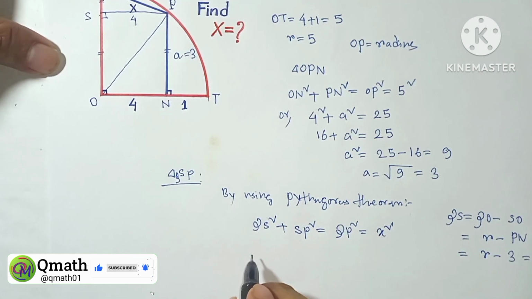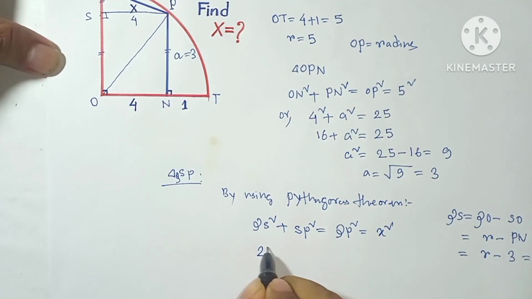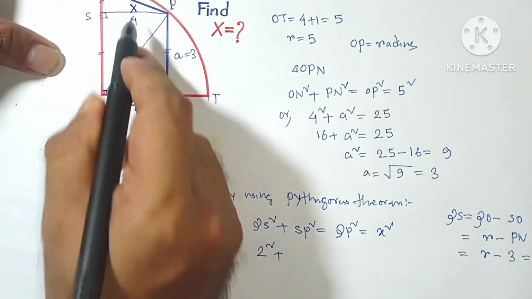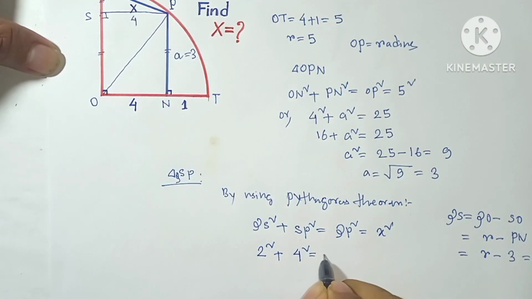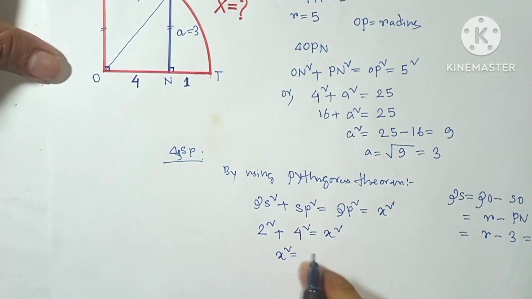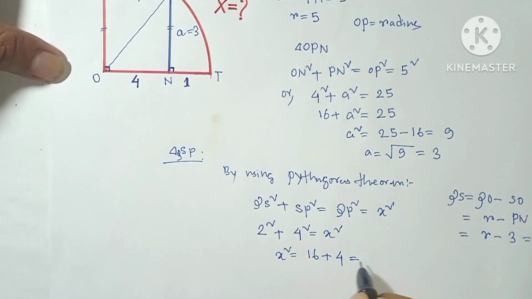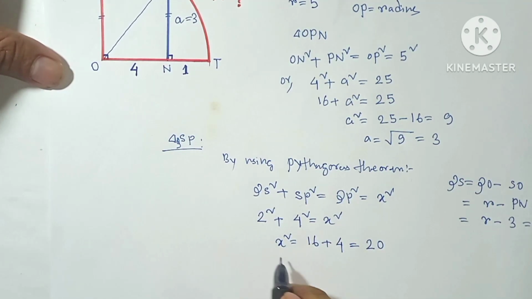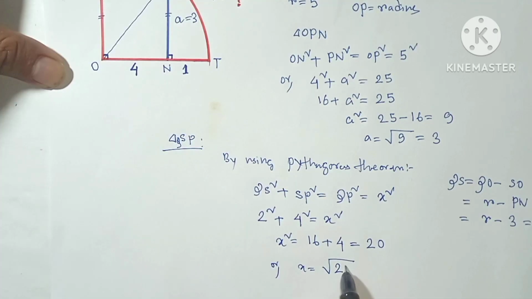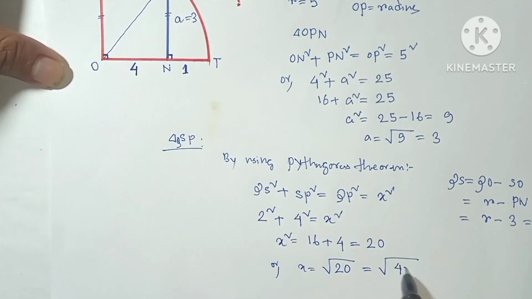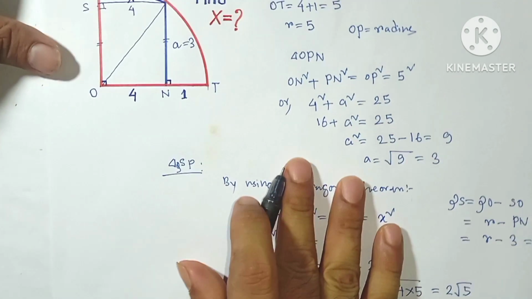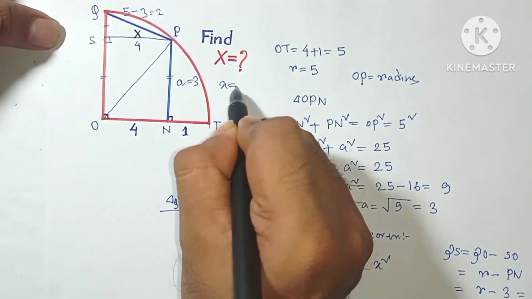So now QS is equal to 2 squared plus SP, which is 4 squared, is equal to x squared. So by simplifying, we can write x squared is equal to 4 squared, which is 16, plus 2 squared, which is 4, which is equal to 20. By taking the square root of both sides, we can write x is equal to root of 20, which is equal to root of 4 multiplied by 5, which is equal to 2 root 5. So this is our answer, that x is equal to 2 root 5.